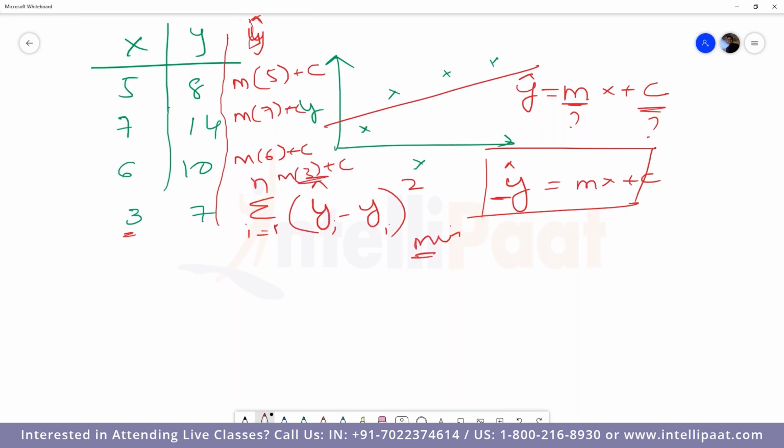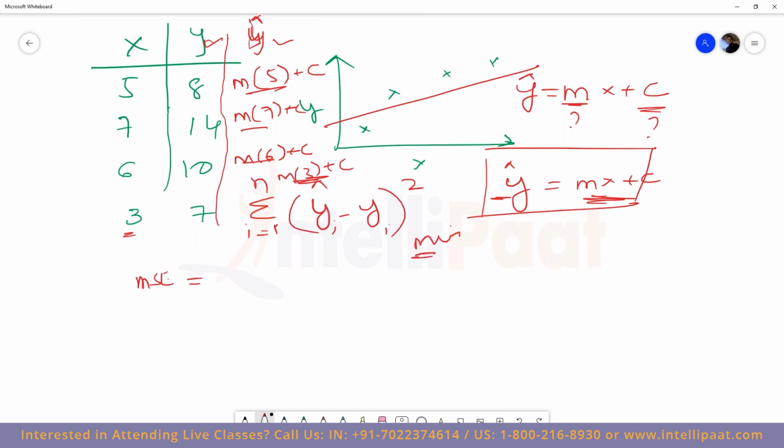All of us okay with this? Because I'm simply substituting mx plus c: m into 5 plus c, m into 7 plus c, m into 6 plus c, m into 3 plus c. So this is my actual value and this is my predicted value. I don't know what m and c are. We'll solve for m and c in a minute.